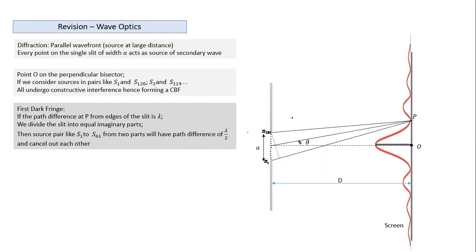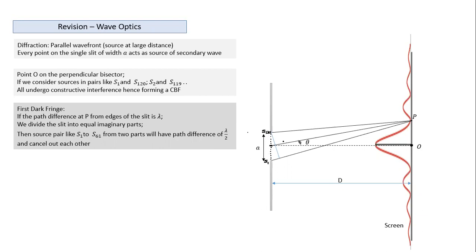In this particular case, if I take the path from S1 to P and the path from the other extreme, S120 to P, the difference is lambda. This is the extreme path difference, from the two ends or edges of the slit. Now, with the path difference lambda from the two ends, we divide the whole slit into two parts, a lower half and an upper half. The lower half has sources S1 to S60, and the other has S61 to S120. That many sources are there.